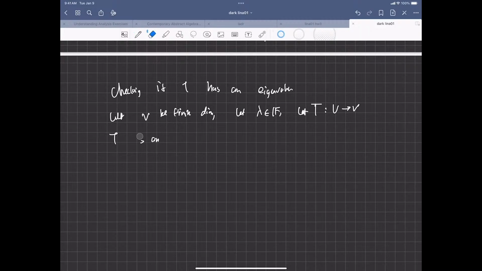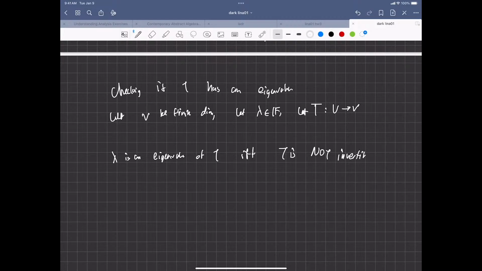So lambda is an eigenvalue of T if and only if T minus lambda I is not invertible. And what is I here? I here is the identity map.